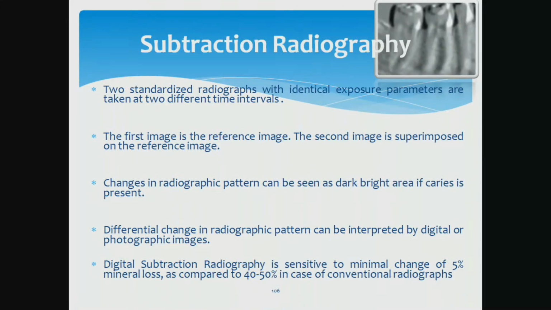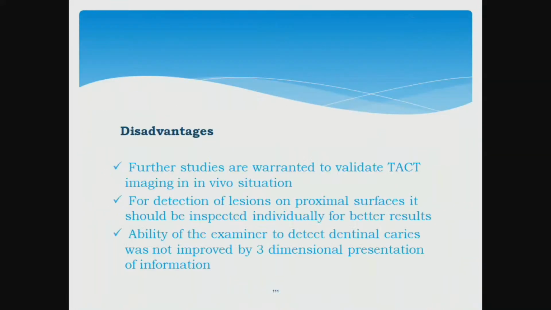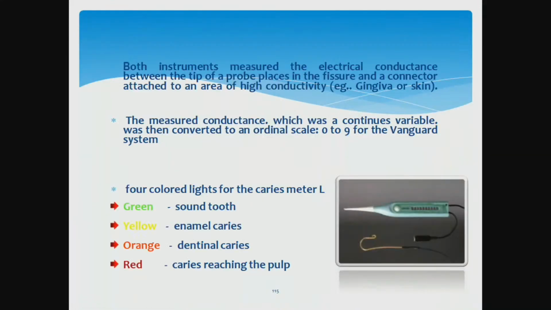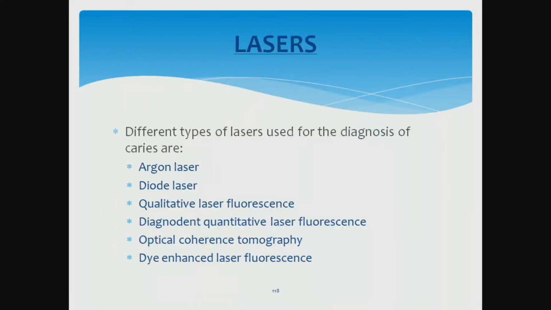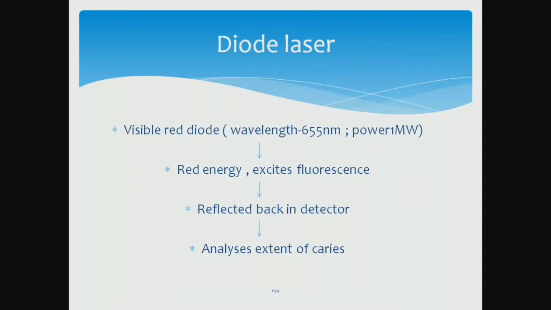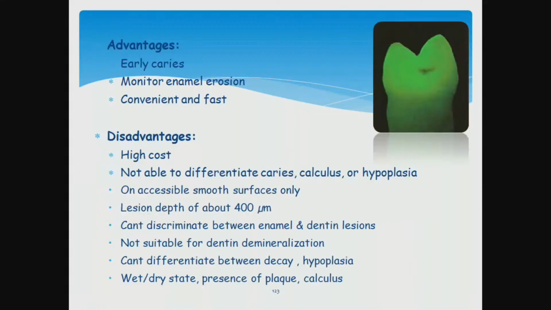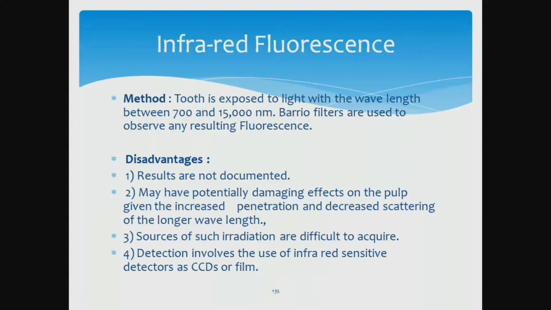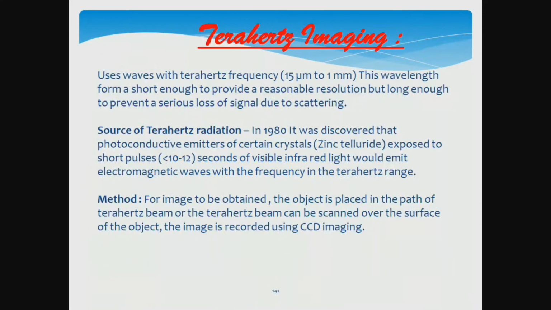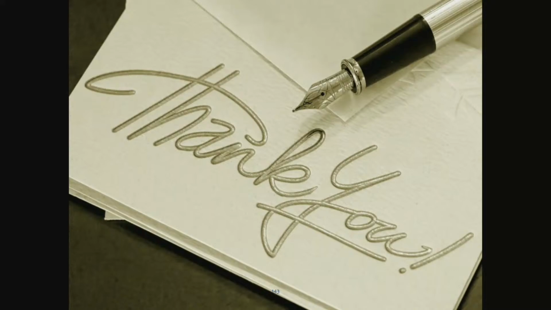Then you have these different radiographic methods, which of course again I wouldn't like to go into detail because we are just giving you an idea about it. So you have different types of lasers. You have argon, diode lasers. All these lasers, they are used to check for the caries. So this is a topic where I just wanted to tell you what the differences are. We just want to brief you about the differences.